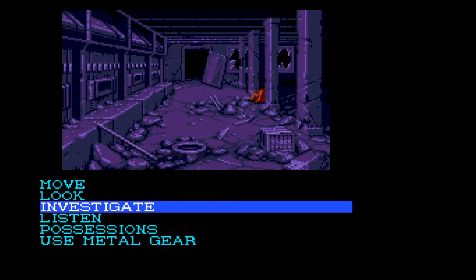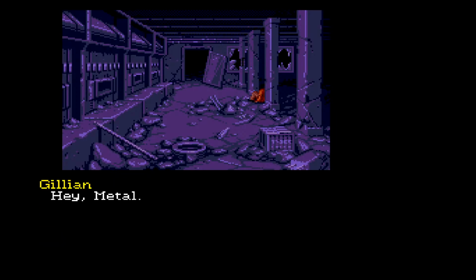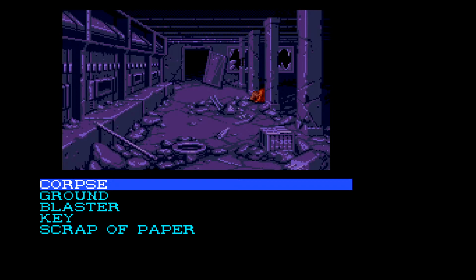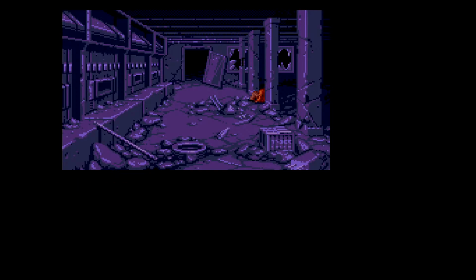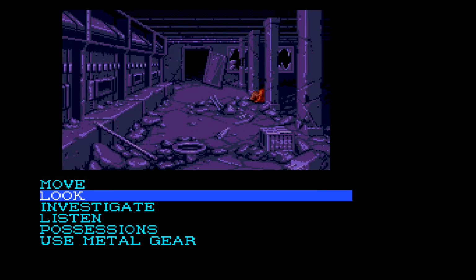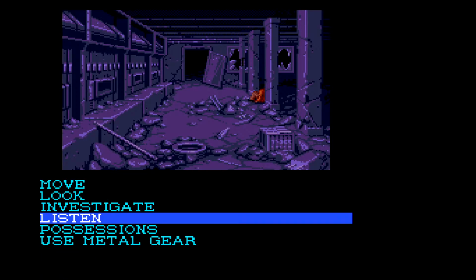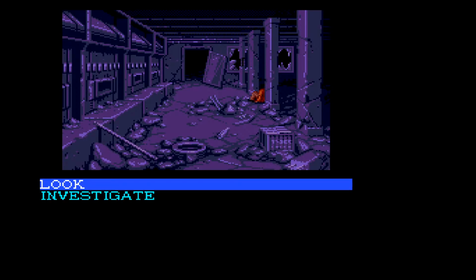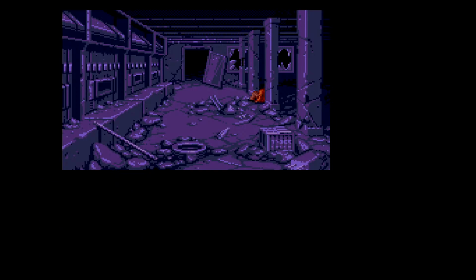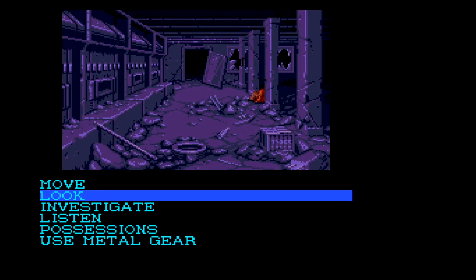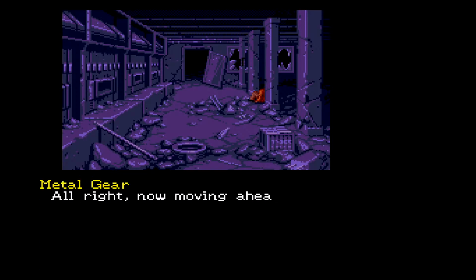Okay. Show that. Motion detector. Nothing. No sounds yet. Possessions. Look. No. Investigate? No. It's just junker ID and cash. Okay. Let's advance again, I guess.